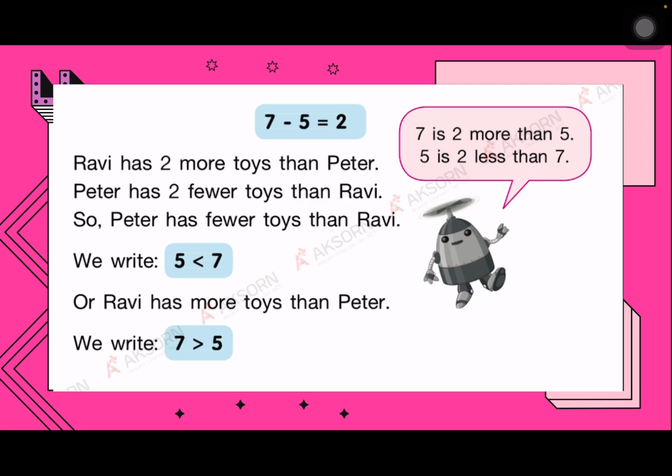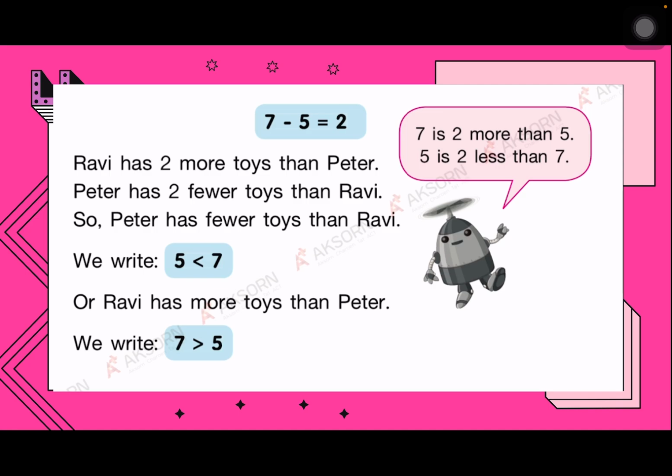So you remember the alligator's mouth? Everybody, the alligator's mouth or the crocodile's mouth likes to eat big number. You look at that side. This side is a representation of the alligator's mouth or the crocodile's mouth. We have 5 and 7. Which one has the big number? It is 7, right? So the alligator's mouth will eat number 7. So 5 is less than 7. 5 is 2 less than 7, or Ravi has more toys than Peter.